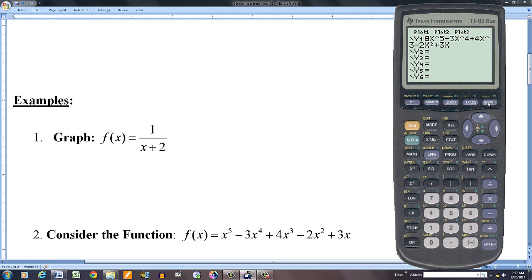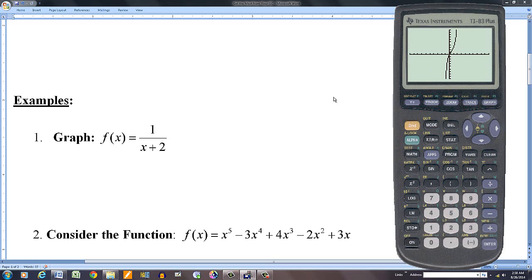Okay, so we want to graph it. We just hit graph. Okay, so we have the graph. So it looks like it crosses the x-axis at one point only. So it has one x intercept.